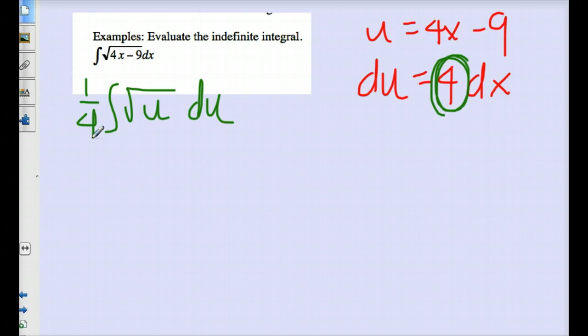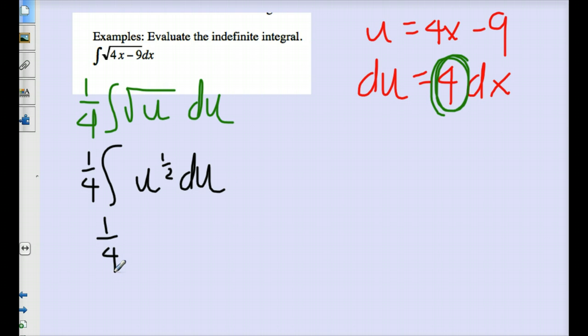And so when I do this, what you notice is I can actually solve this now that I just have one variable inside the radicand. And just like usual, we're going to rewrite this, so I get u to the 1/2 du. Now that I have this, I'm allowed to use the power rule. So here's my constant of 1/4. I have u, 1/2 plus 1 is 3 over 2, which means I need to multiply by 2 over 3. And then I stick on my plus c.